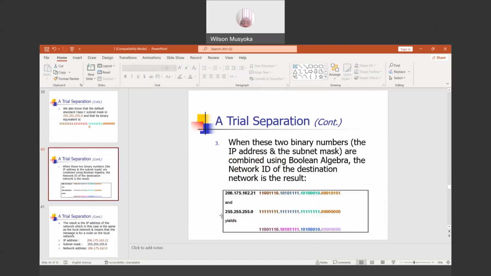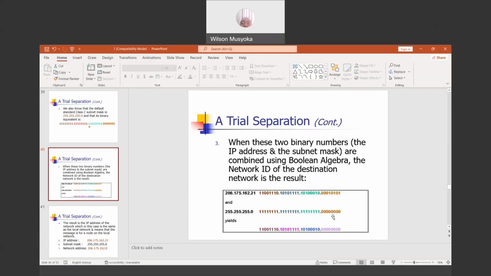So how do we do the separation? When these two binary numbers, the IP address and the subnet mask, are combined through the process of ANDing, which we have talked about, then the network ID of the destination is the result. We are saying 206.175.162.21, and then you AND it with 255.255.255.0, which looks this way.